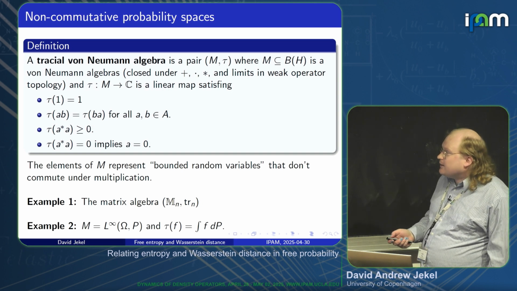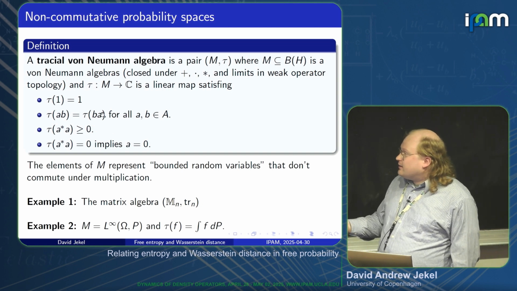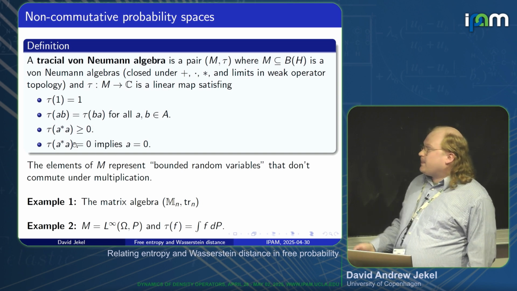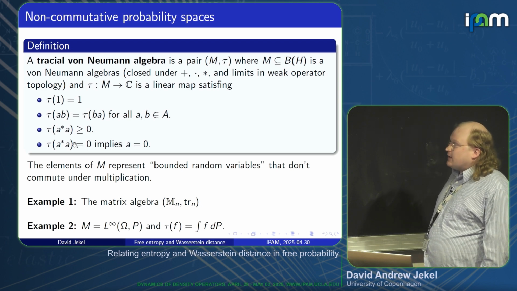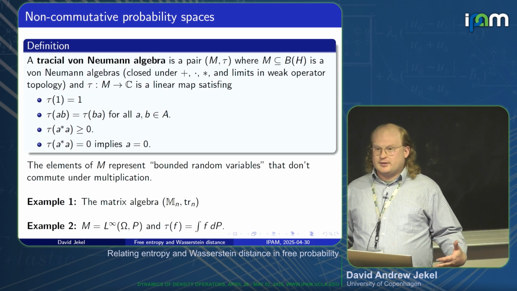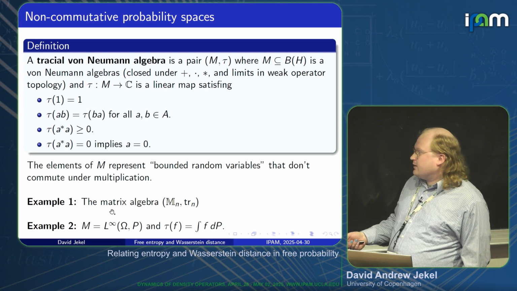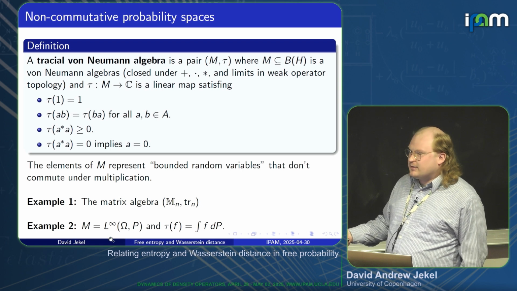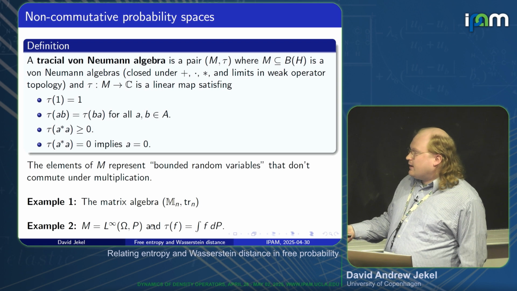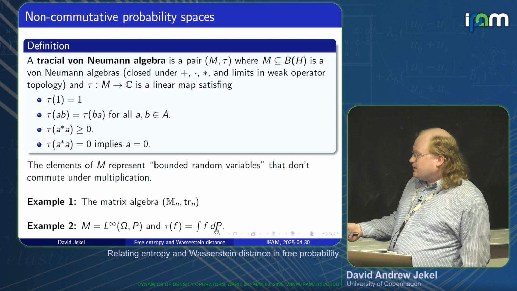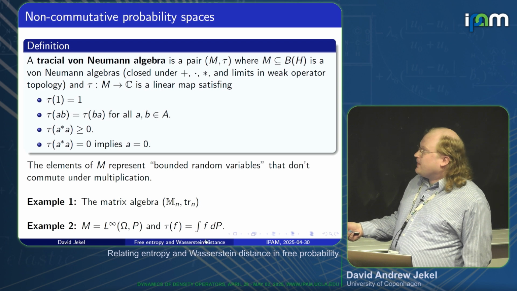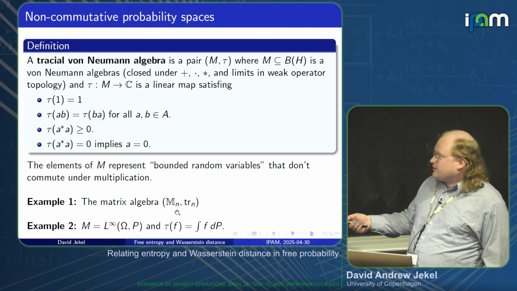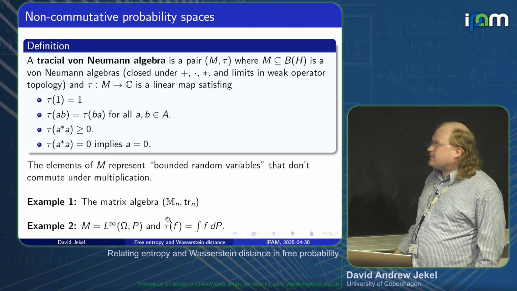Namely, it's unital, it satisfies this tracial identity, right? It's positive, and then here is the faithfulness. And so you want to think of this M as an algebra of random variables, right? Just like in the classical case, you can have a probability space, you can form the L infinity space, right? And this is an algebra of bounded random variables, and the functional you consider on this is the integral or the expectation. And similarly, the matrix algebra is an example, right? You have a matrix algebra and you have the trace. It satisfies all these properties.